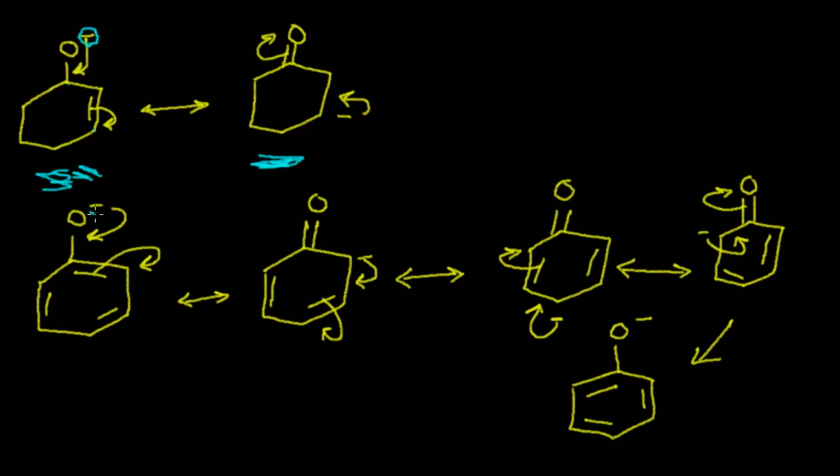But in case of phenol, here this negative charge can be distributed over many other carbon atoms as follows. This negative charge can form a double bond between this carbon and oxygen, and this double bond can move into this carbon, forming here a negative charge, and this double bond can move to this carbon, forming a negative charge like that, and this negative charge can form the double bond, and so on. And in the end, we get four resonating structures.